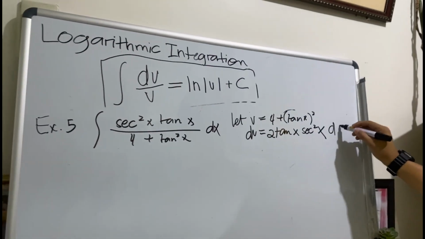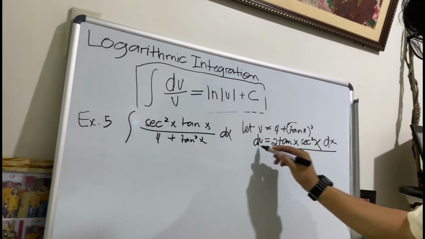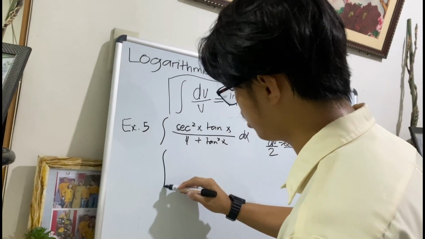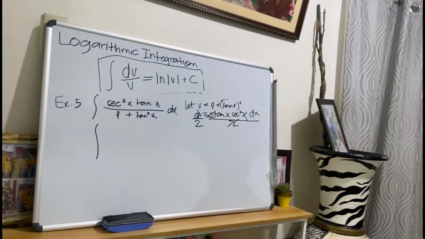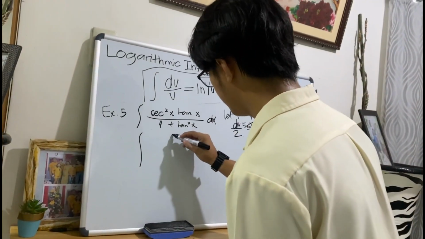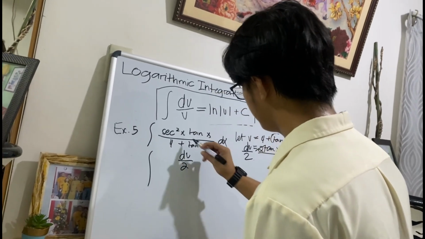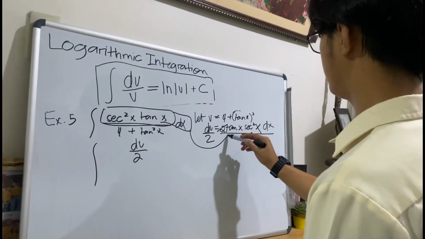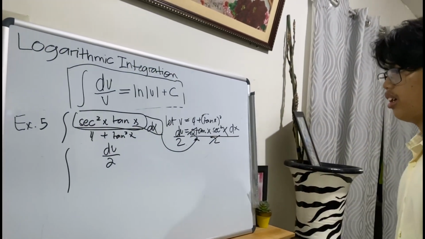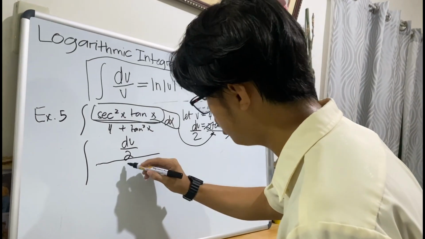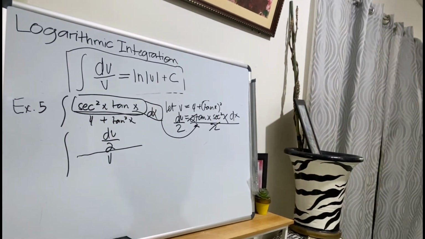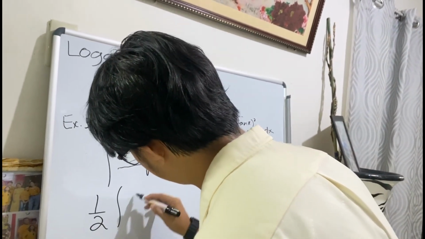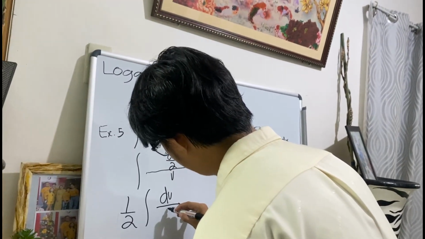We let the 2 out, cancel, and we can now use the logarithmic formula for integration. So we have du, we have here our numerator, it's just the same as our derivation here. And now our denominator is our u. So just like before, if we put 1/2 outside of our integrand, we have now du over u.